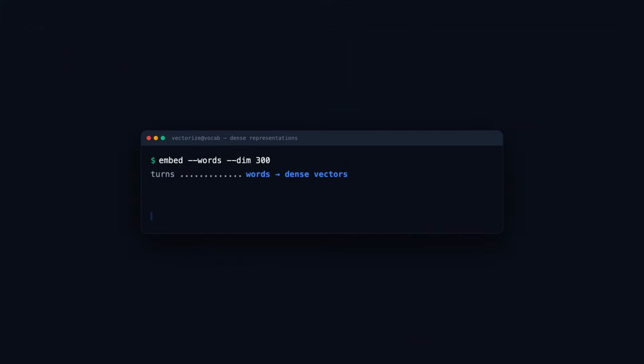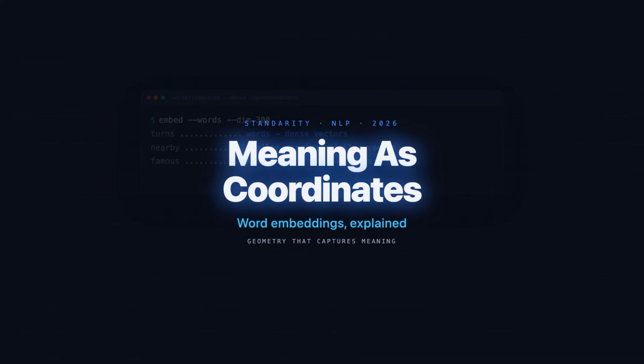Here is a puzzle that stumped computers for decades. To a machine, a word is just a symbol, a string of characters with no built-in meaning. So how do you make a computer understand that cat and dog are related, while cat and typewriter are not? The old answer was clumsy and hopeless at it.